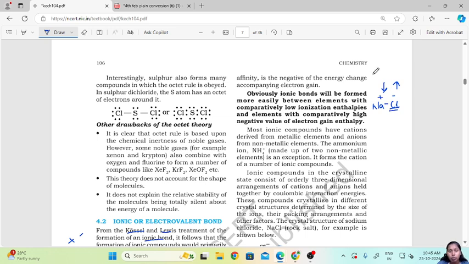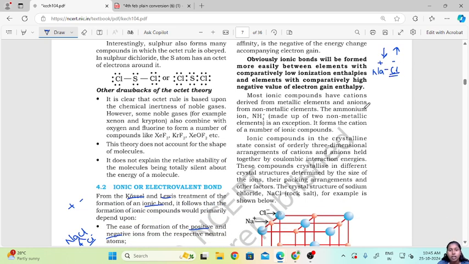So to form an ionic bond, one element should have a relatively low ionization enthalpy and the other should have a relatively high electron gain enthalpy. Most ionic compounds have cations derived from metallic elements and anions from non-metallic elements. So most of the ionic compounds that are formed have a metallic cation and a non-metallic anion. For example, the ammonium ion, made up of two non-metallic elements, is an exception. In every situation there is an exception. Here the exception is ammonium, which forms the cation of a number of ionic compounds.